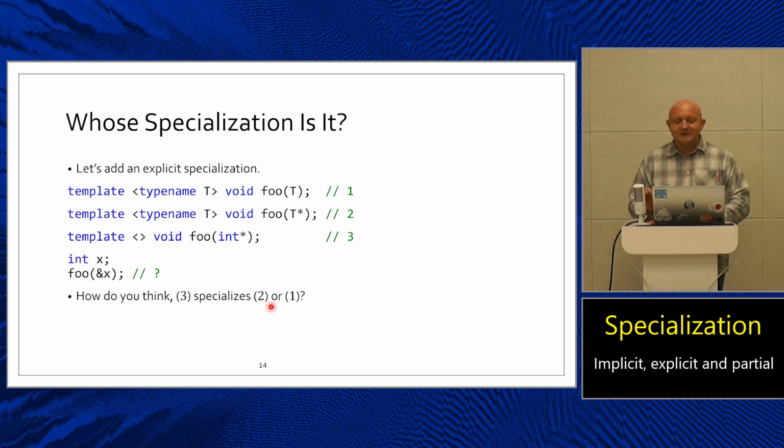Specializations do not participate in overload resolution. Overload resolution only looks at the primary templates of free functions. So the first question is which primary template wins? And we know the answer. Template number 2 wins because it's more specialized. And now the real question is which template does specialization number 3 belong to? Does it specialize number 1 or number 2?